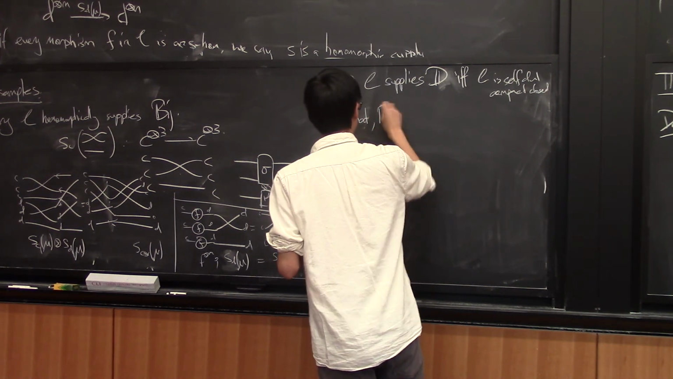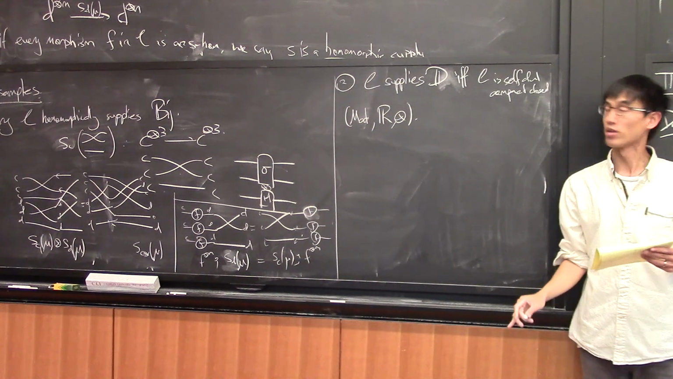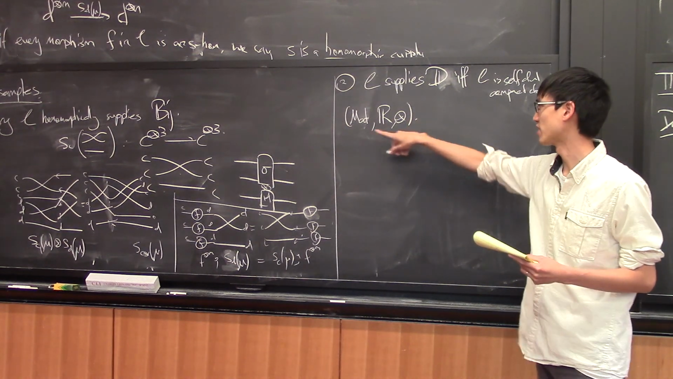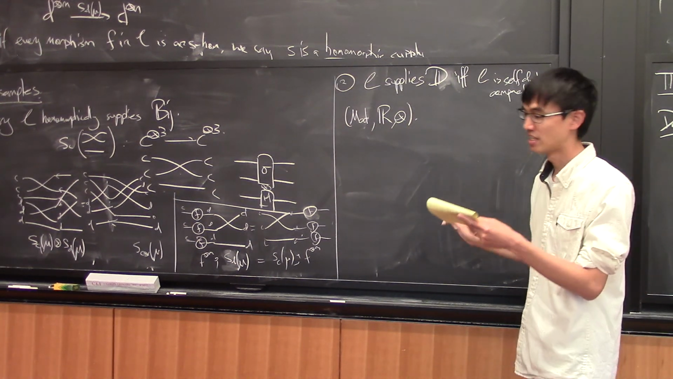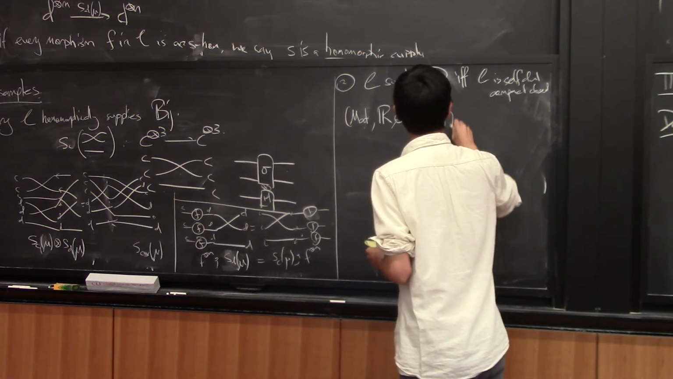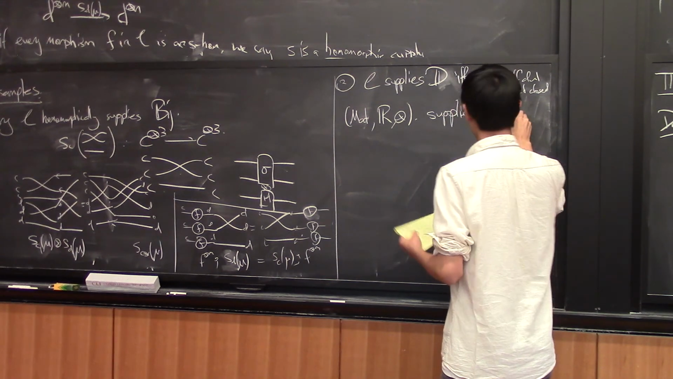There's the category of matrices over the real numbers with the tensor product of vector spaces, the Kronecker product of matrices, as the monoidal product. And because this thing is self-dual compact closed, it supplies these dualities.